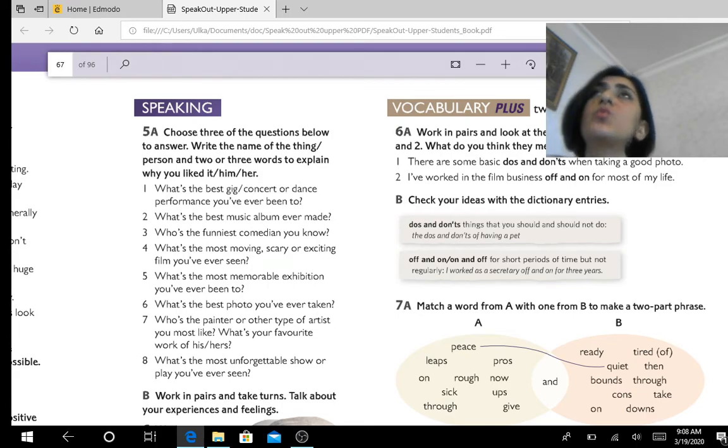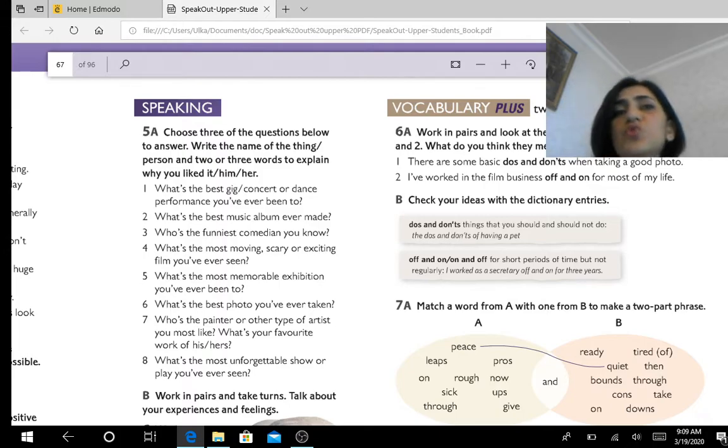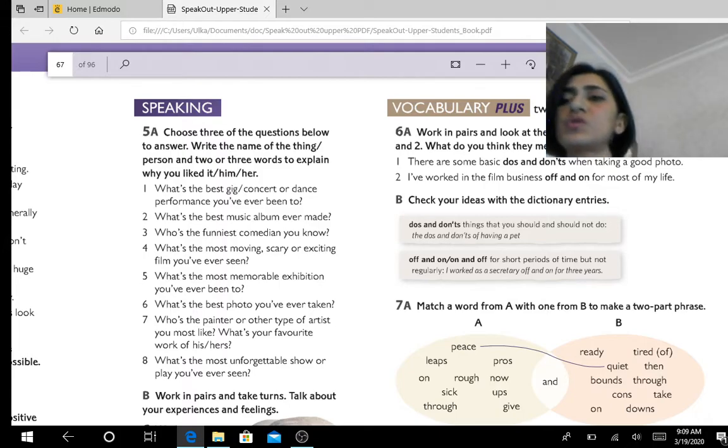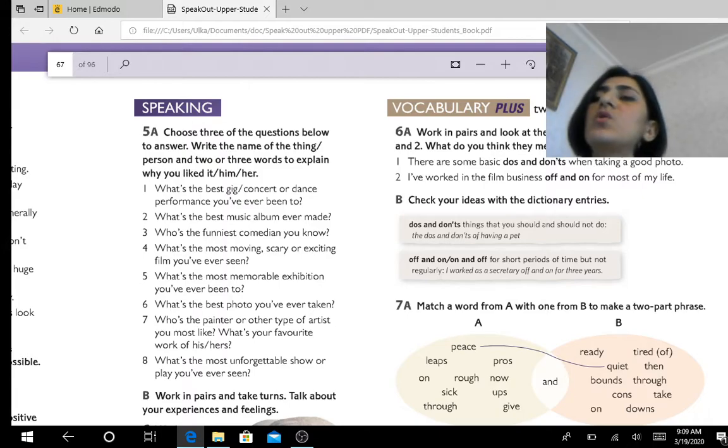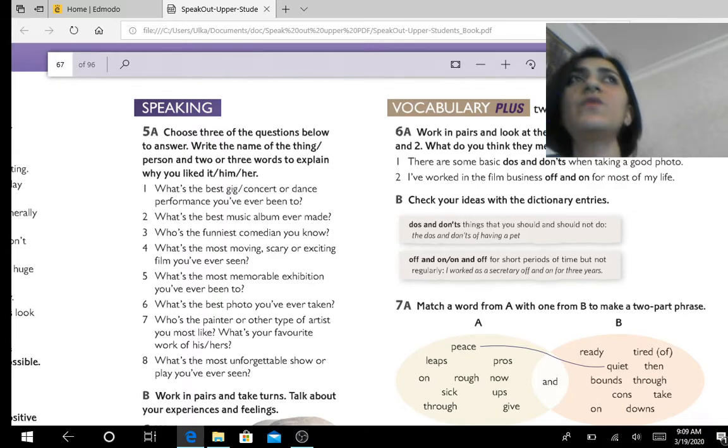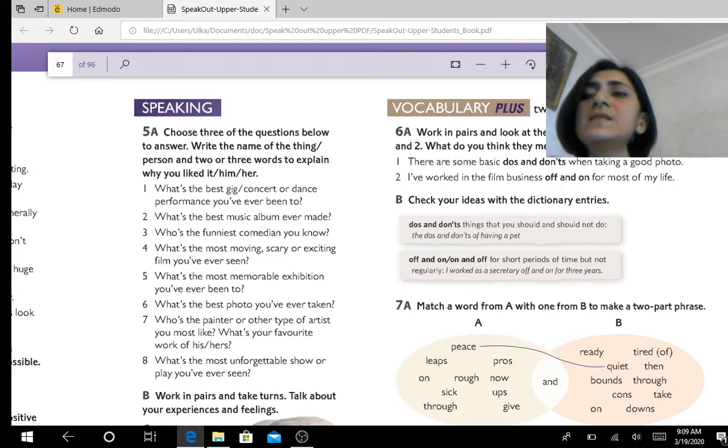Or the second one, I've worked in the film business off and on for most of my life. So what is on and off? When we say switch on, switch off, we kind of start and we finish something, right? This is the way when you do something with intervals. So you start doing something, you switch on, and you finish it, you switch off. And when you do it periodically, we call it off and on. Like, I've worked in the film business off and on for most of my life.